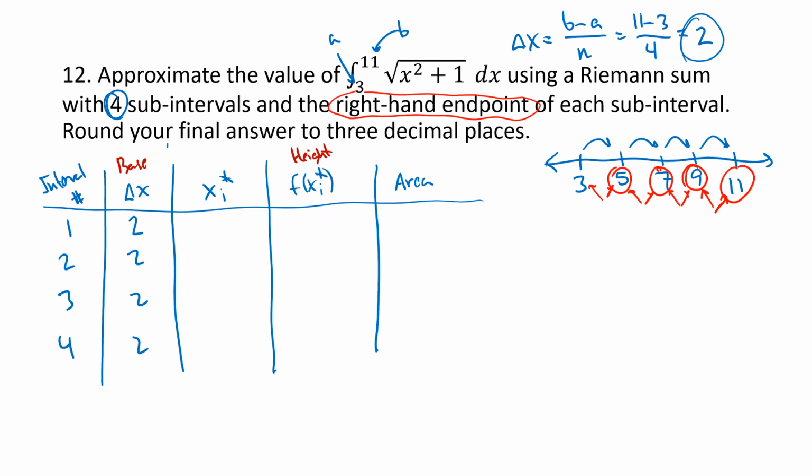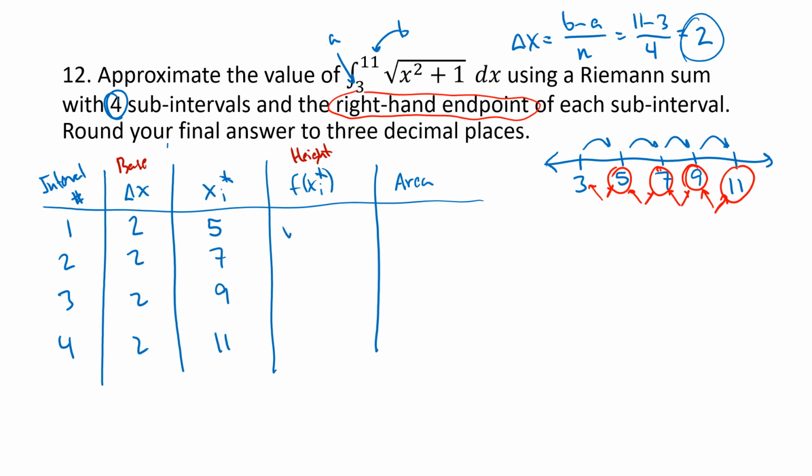Now, if this problem were phrased a little bit differently, and if it said left-hand endpoint, I would have picked the left-hand endpoint. If it had said pick the midpoint, I would have averaged the two numbers to find the number halfway in between. So whatever point they tell you to pick, that's the one you want to pick. But in this case, my xi stars are 5, 7, 9, and 11. And now I'm plugging those into my function.